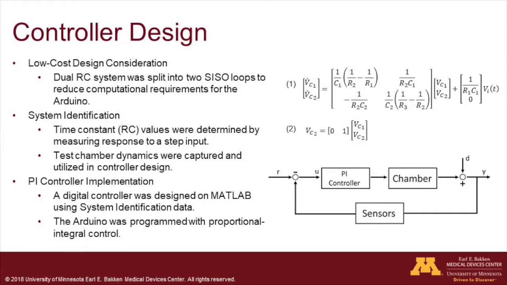The electrical circuit analogy was used to produce the state space model of the pressure system shown in equations 1 and 2. Using MATLAB, a proportional integral controller is designed and implemented for each loop. The specifications previously developed were used to tune the controller gains and parameters. This controller was then converted to a digital format and programmed into the control module.